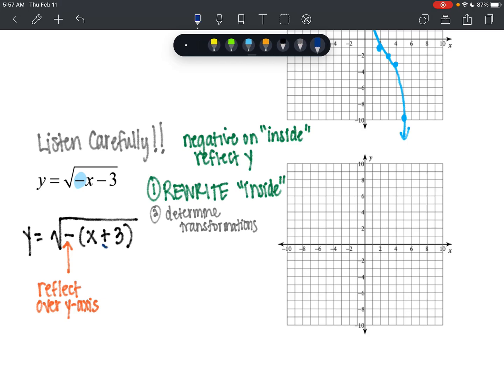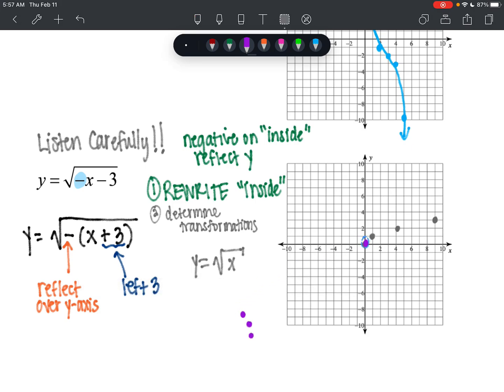And then this plus 3 means left 3. See, if you don't rewrite this, you're going to think that you go right 3. And you don't go right 3. You go left 3. But we're going to reflect first. So once again, I'm going to plot y equals the square root of x. So 0, 0, 1, 1, 4, 2, 9, 3. I'm not going to connect the dots because those are just the points, and I'm going to reflect and move left. So I've got 1, 2, 3, 4 points that I'm going to be moving here.